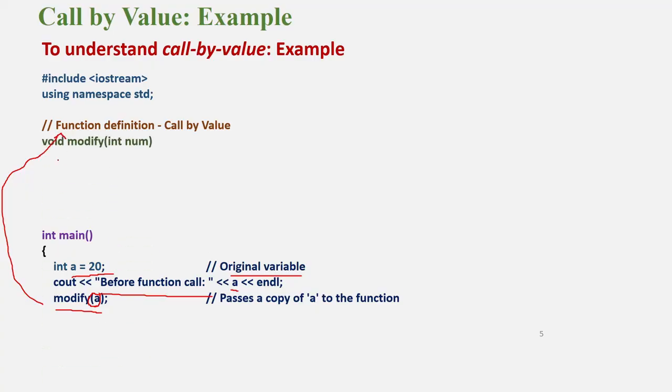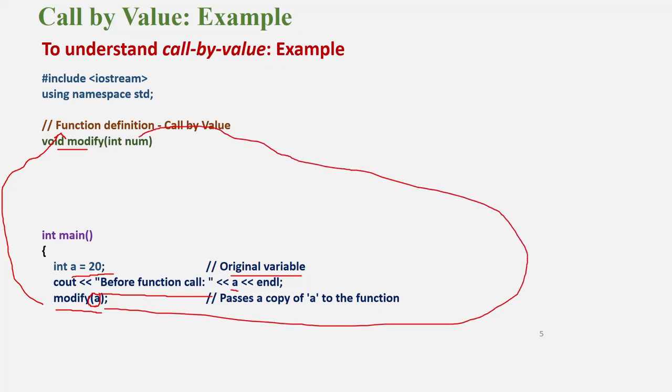As soon as we call this function, the control of the program will come to the function definition. What is the name of the function? Modify. Its return type is void and we have passed a. When we pass a, it will come here and go into the num variable. Now a is nothing but the num variable, and its value is 20. This is the opening bracket for the modify function.